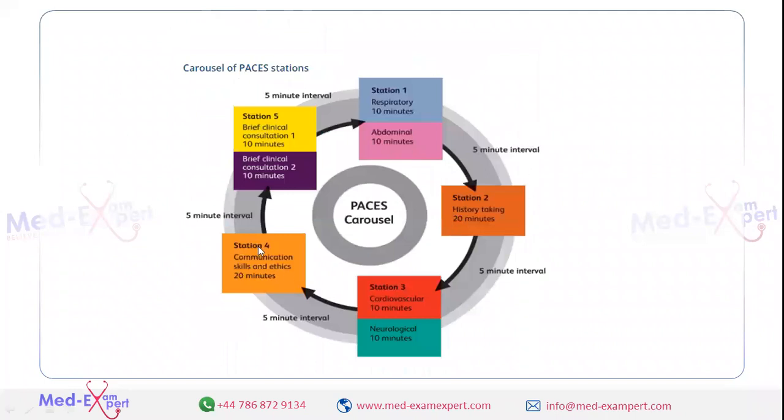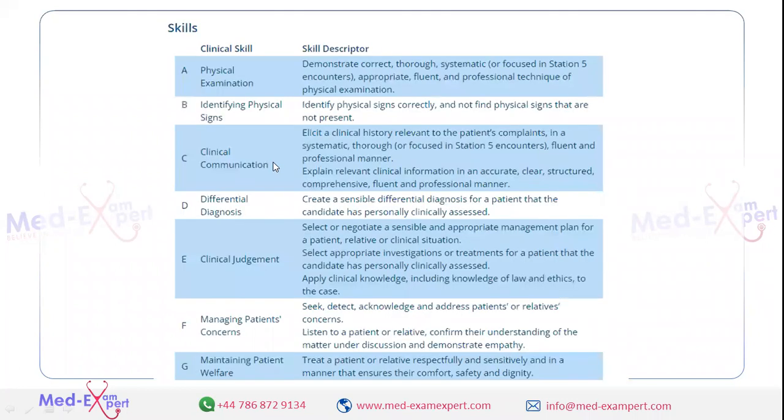This is the current PACES carousel, which is being modified. In station 1, we have 2 clinical stations, abdominal and respiratory cases. Station 2 is about history. Station 3 is about cardiovascular and CNS. Station 4 is on communication skills. Station 5 is on brief clinical consultation 1 and 2. This is the current PACES carousel which is under modification. The skills which are tested are physical examination, identifying physical signs, clinical communication, differential diagnosis, clinical judgment, managing patient concerns, and maintaining patient welfare. These are the 7 skills.